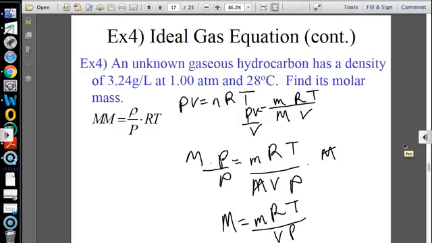And so now what I'm going to do is, this M is the molar mass, that's what I'm solving for. So now I can start filling some stuff in. This is what they have, and this symbol is for density, okay? So molar mass is equal to the grams per mole, that's mass, that's grams, 3.24 grams. R is 0.0826.